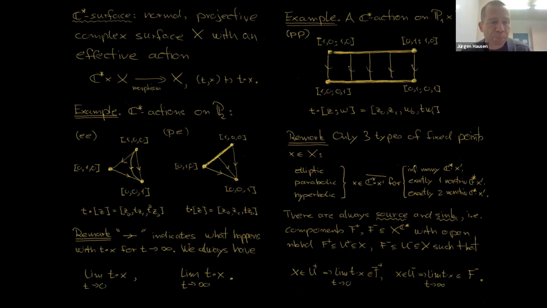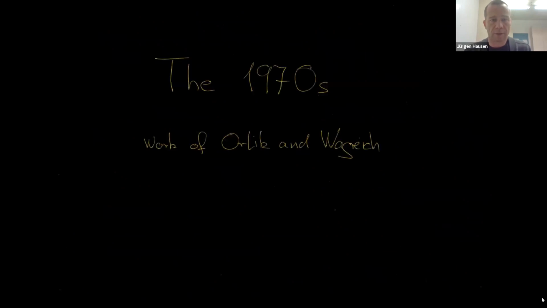So in our pictures, for the C-star action on the plane, left-hand side, the source consists of 1 point, (1,0,0), an elliptic fixed point. The sink is also one elliptic fixed point. For the C-star action on the plane on the right-hand side, the source is a curve of parabolic fixed points, and the sink is a single elliptic fixed point. So these are some very basics.